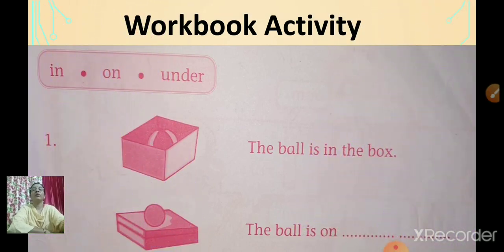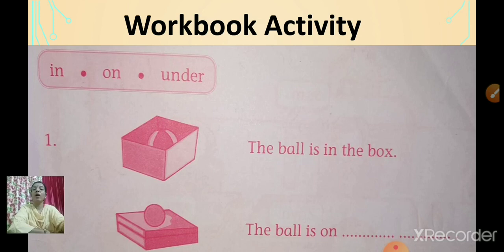Workbook activity. Now can you see in the box? Words are given: in, on, under. These are the position words. You are going to use these words in the blank space and complete the sentence. You will observe the picture properly and then write the answer. The first example is solved for you. The first one: the ball is in the box.